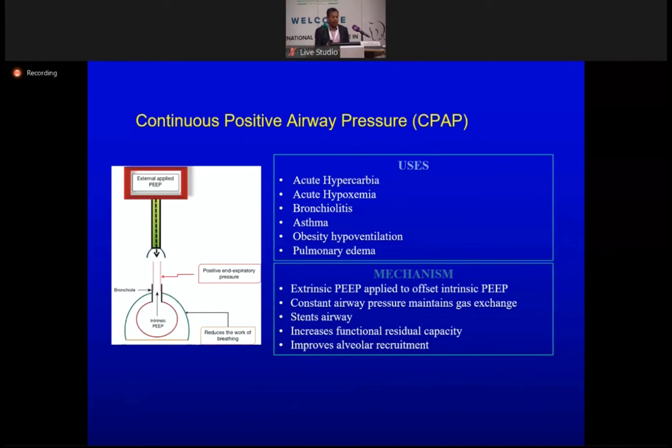And the clinical indications are bronchiolitis, asthma, hypoventilation related to obesity, or in any patient with pulmonary edema. Basically, you're applying extrinsic PEEP to offset the intrinsic PEEP. The constant airway pressure maintains gas exchange, stents the airway open, increases functional residual capacity, and improves alveolar recruitment.